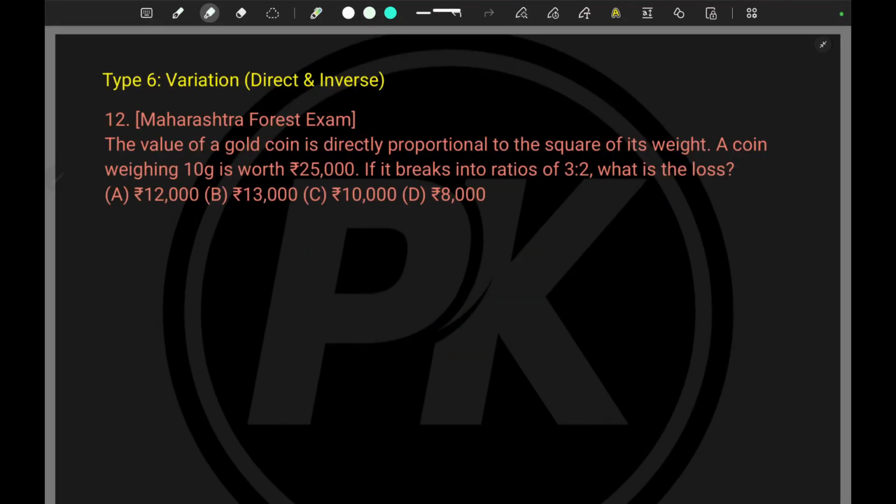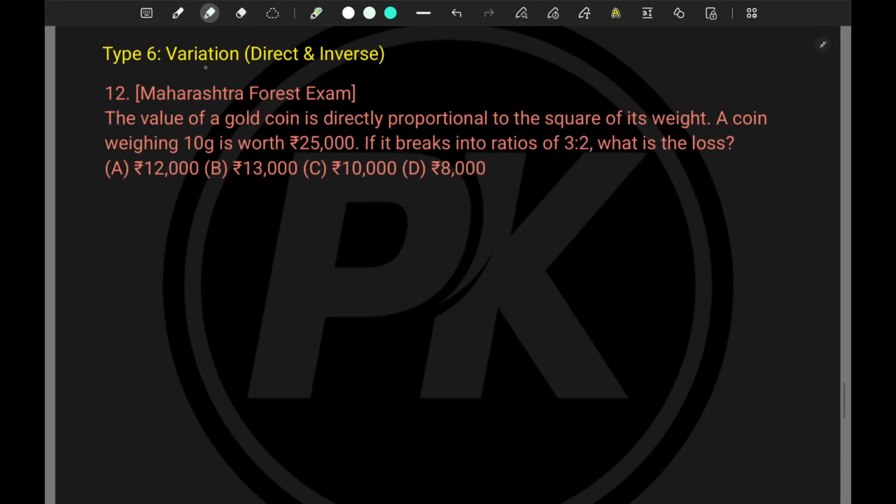So let's start with the next type. The next type is variation, a direct and inverse variation. Generally you should know the concept of directly proportional and inversely proportional.